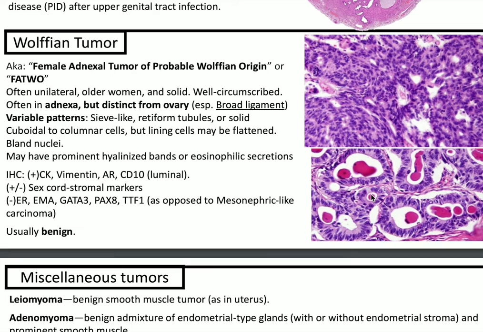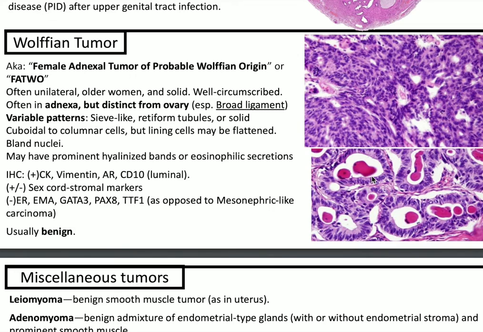Wolffian tumor, aka female adnexal tumor of probable Wolffian origin, or FATWO, is often unilateral, in older women, and solid. It's well circumscribed, often in the adnexa, but distinct from the ovary, especially the broad ligament. You have variable patterns like sieve-like, retiform tubules, or solid. Cytologically, you'll have cuboidal to columnar cells, but lining cells may be flattened, and bland nuclei. It may have prominent hyalinized bands or eosinophilic secretions.